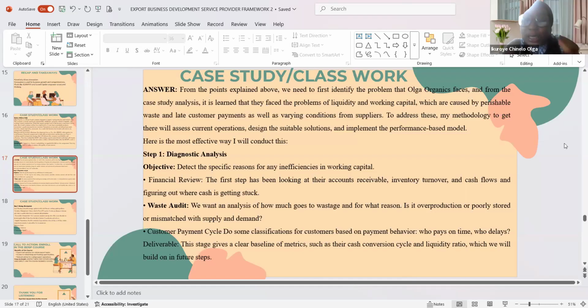We identify that they have liquidity and working capital issues. They have waste challenges. They have late customer payments, right? So the objective is to detect the specific reasons for inefficiencies in the working capital. And by doing this, we need to go through their financial review. The first step is that you need to look through their accounts receivable, their inventory turnover, and their cash flows. And you need to figure out where the cash is getting stuck, why they're having that issue. Where is this money? Where is it hanging? Do you understand? Yes, thank you so much.